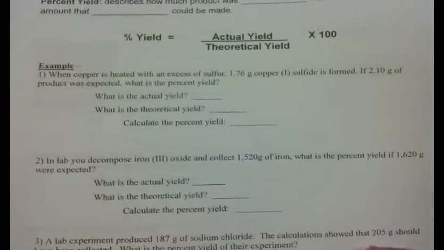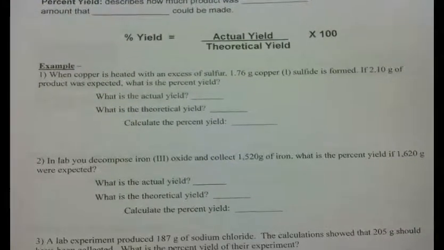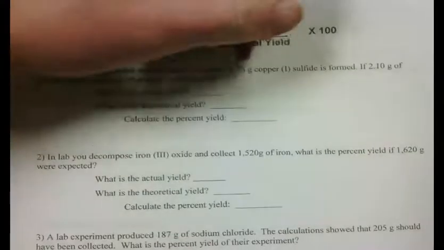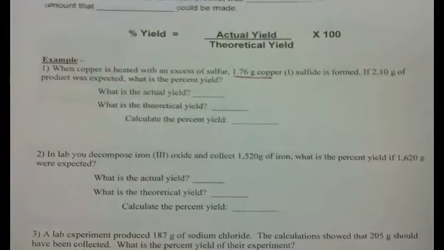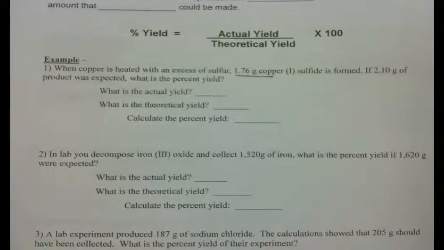All right, our first example says, when copper is heated with excess sulfur, 1.76 grams of copper I sulfide is formed. However, 2.1 grams of the product was expected. What is our percent yield? Don't be intimidated. These problems are actually very, very simple. So this number up top, this 1.76 grams, that's the amount your lab actually made. So our actual yield would be 1.76 grams.